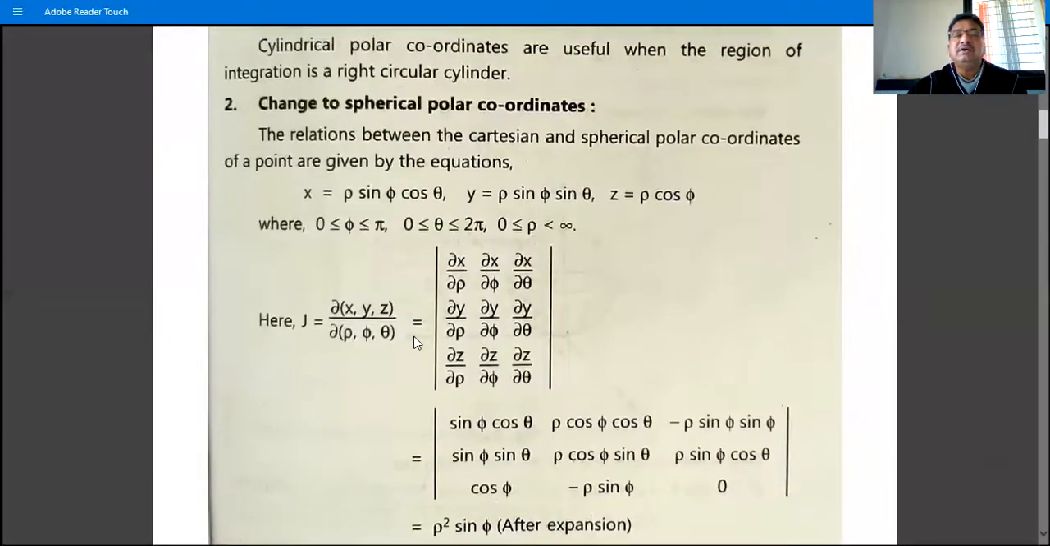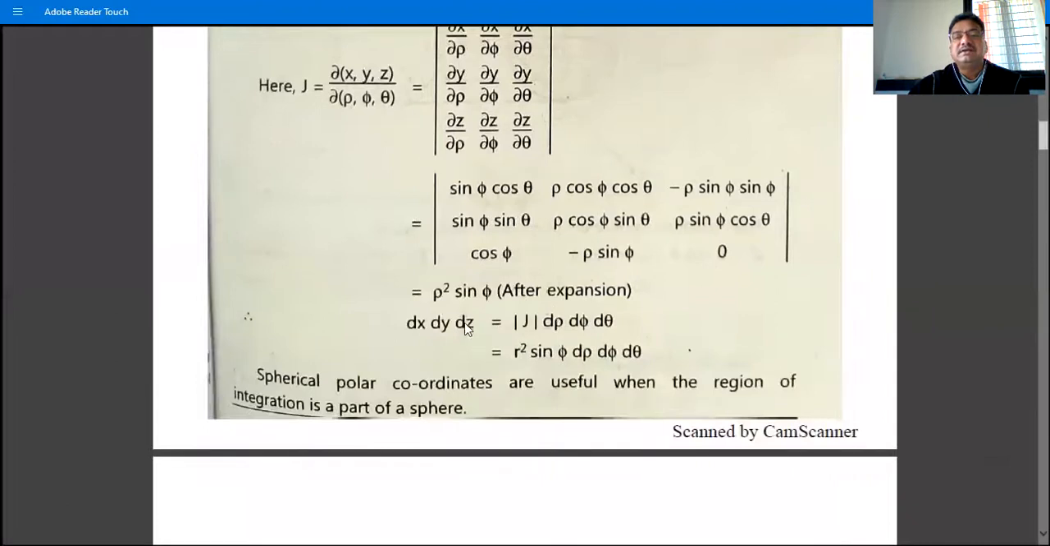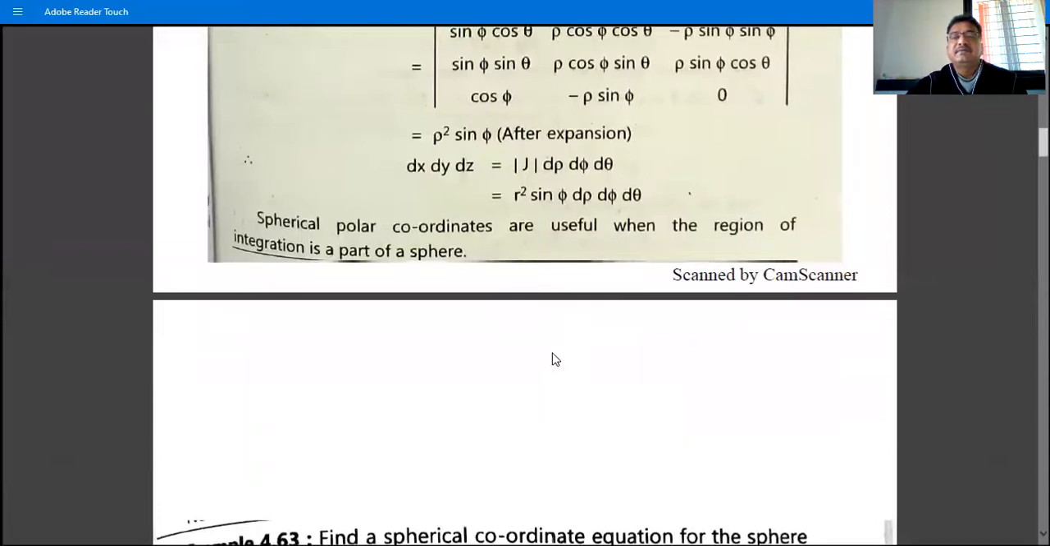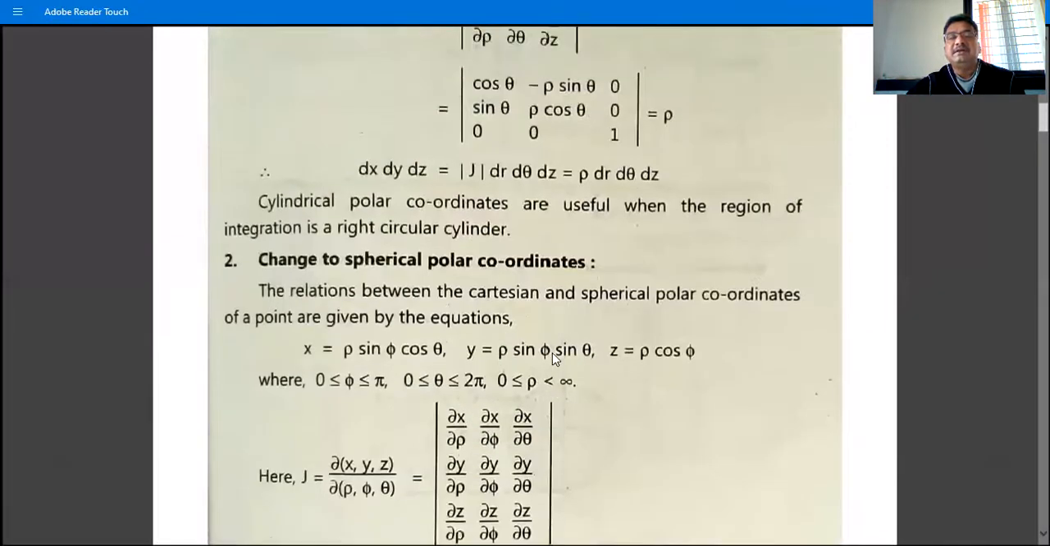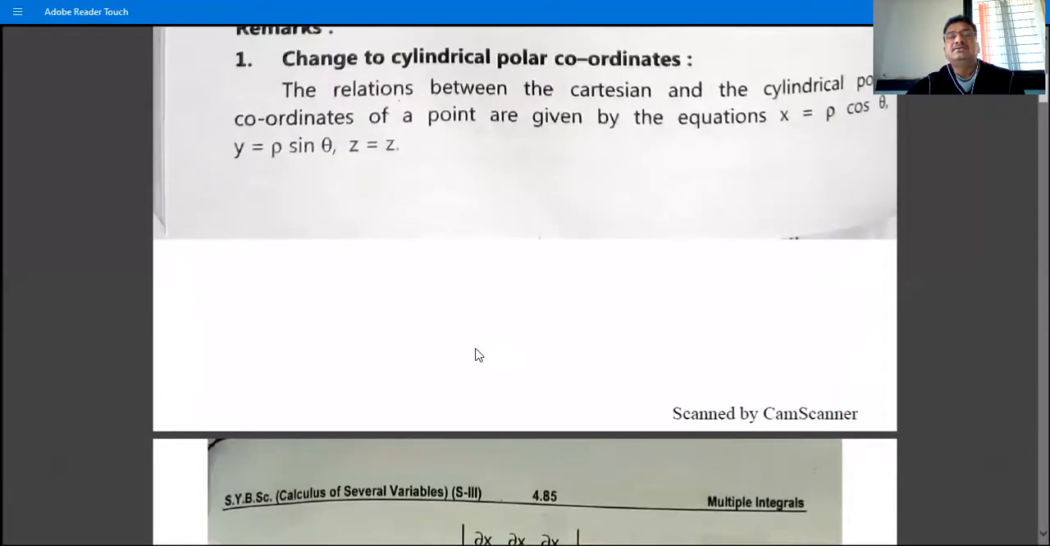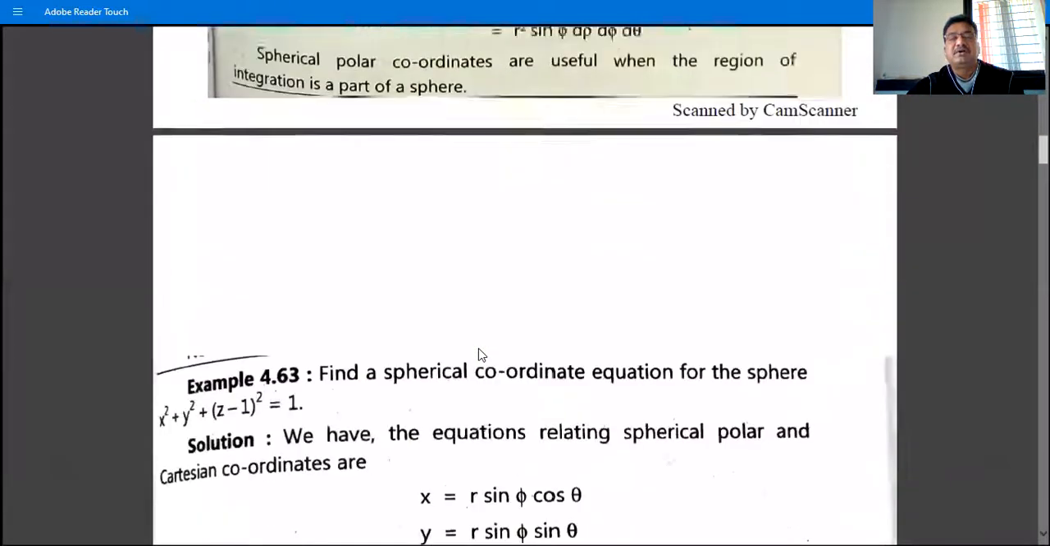And so if we replace in triple integration, using spherical coordinates, then dx dy dz is replaced by mod J dr d phi d theta. What is mod J? Mod J is r square, or rho square sine phi, dr d phi d theta. So in order to change the variables in triple integration, either use cylindrical polar coordinates or spherical polar coordinates.